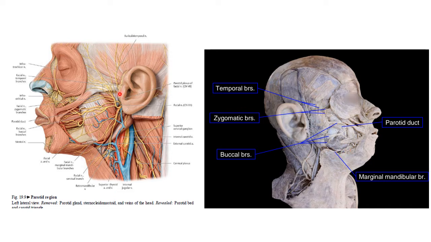So a better view, when we look at the picture from Gray's Anatomy, you can see that this here is the temporal branch which is exiting out, which is supplying the frontal belly of the occipitofrontalis, as well as parts of the orbicularis oculi muscle, the zygomatic, the upper buccal, the lower buccal, and this here would be the marginal mandibular, and its relations with the facial artery and the facial vein can be seen. This muscle out here is the masseter.